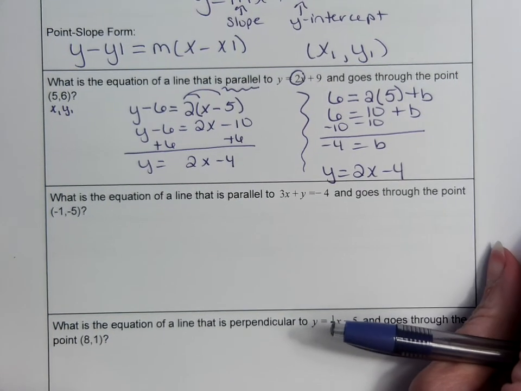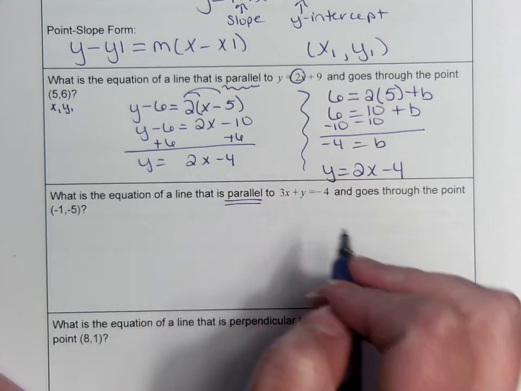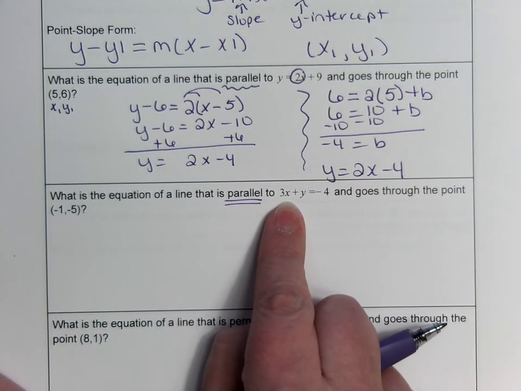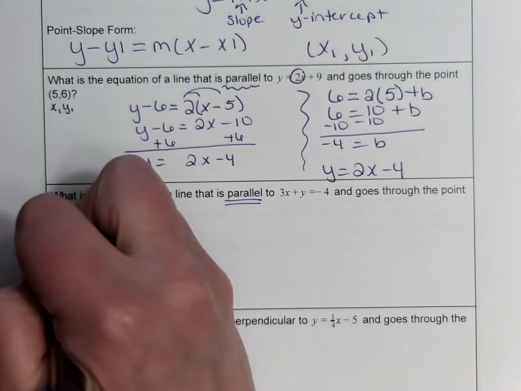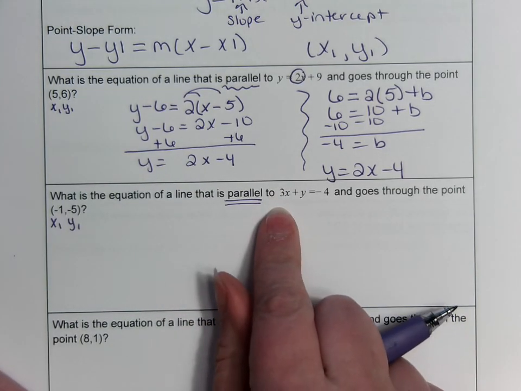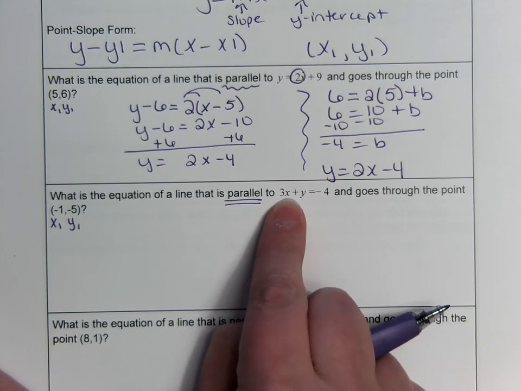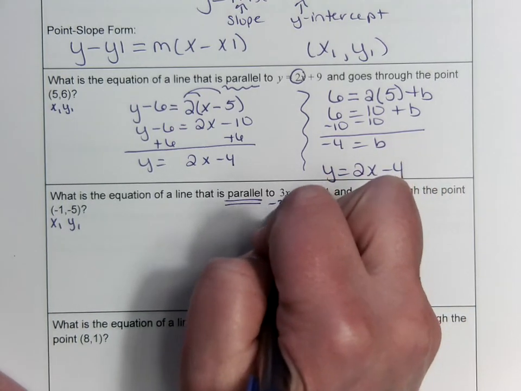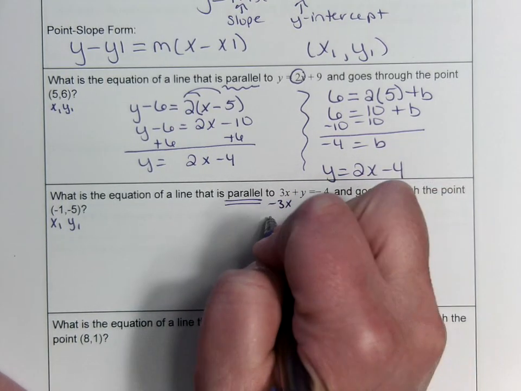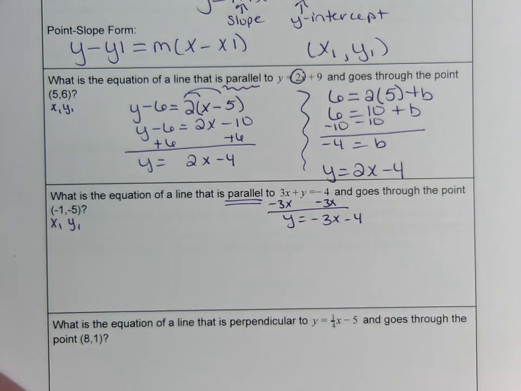So let's take a look at the next one. What is an equation of a line that is parallel to 3x plus y equals negative 4 and goes through the point (-1, -5)? So that's our point x1, y1. But our equation is not in the y equals form, so we have to make it into that form. To get y alone, we're going to have to subtract 3x to the other side. So we have y equals negative 3x minus 4.